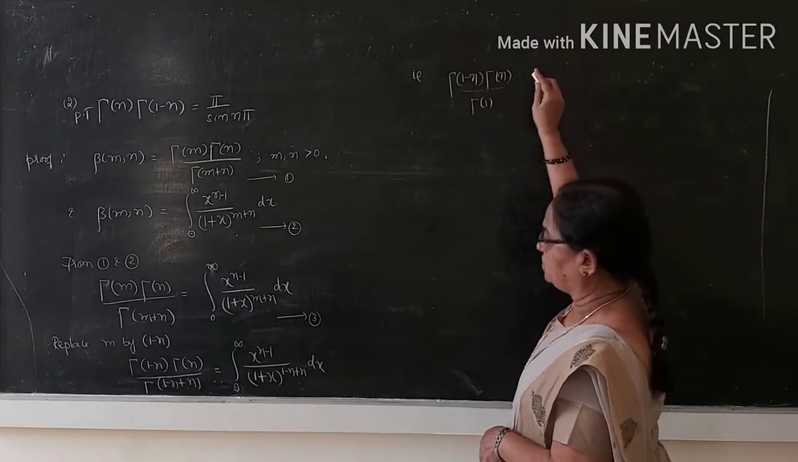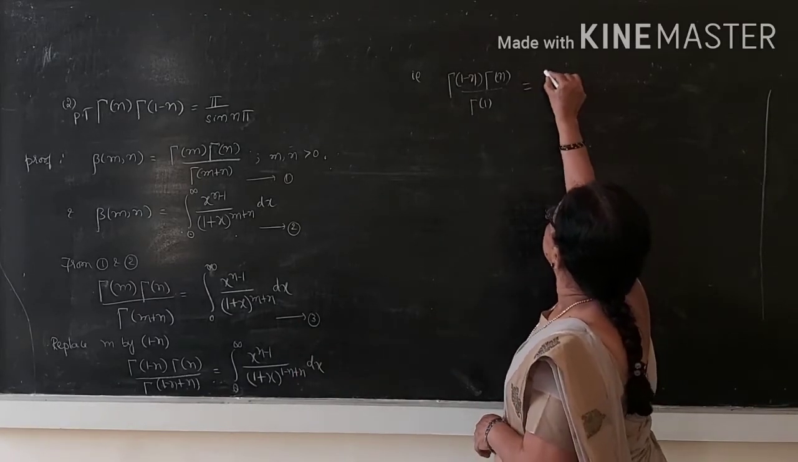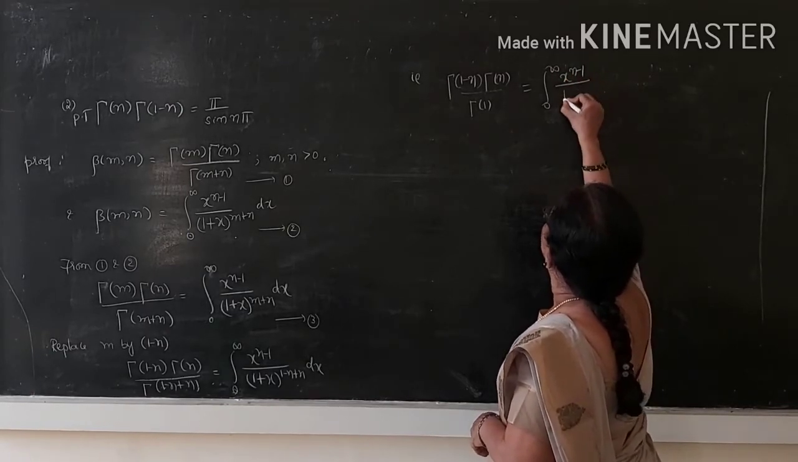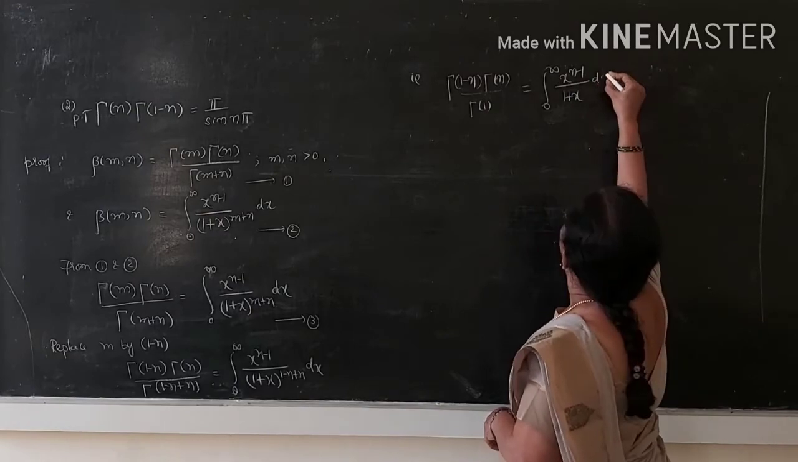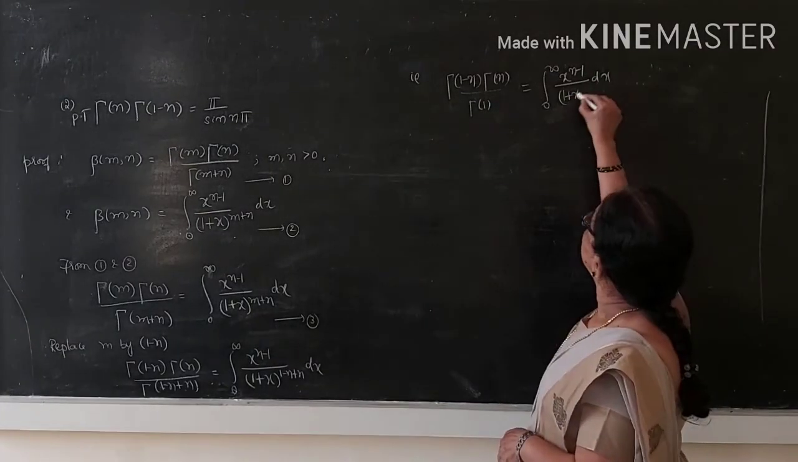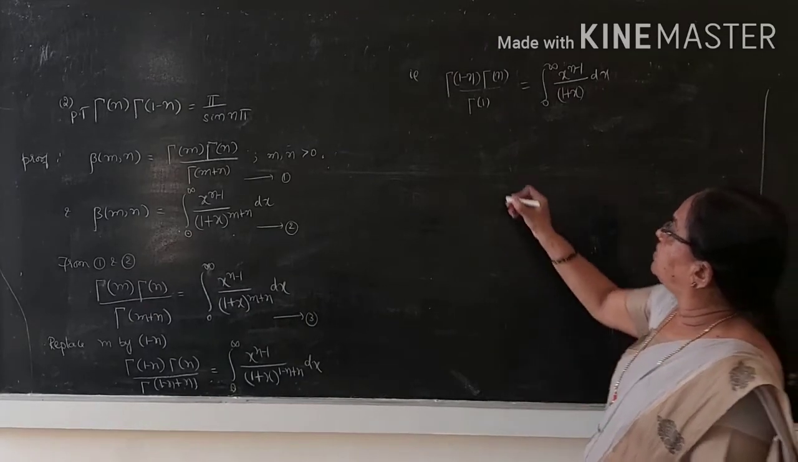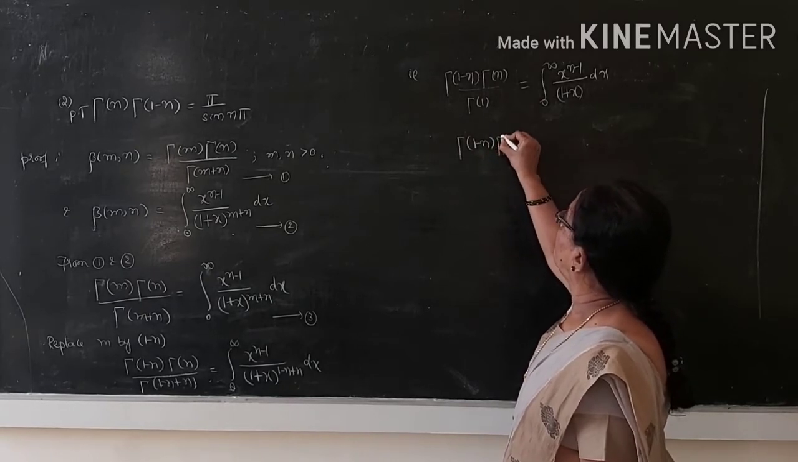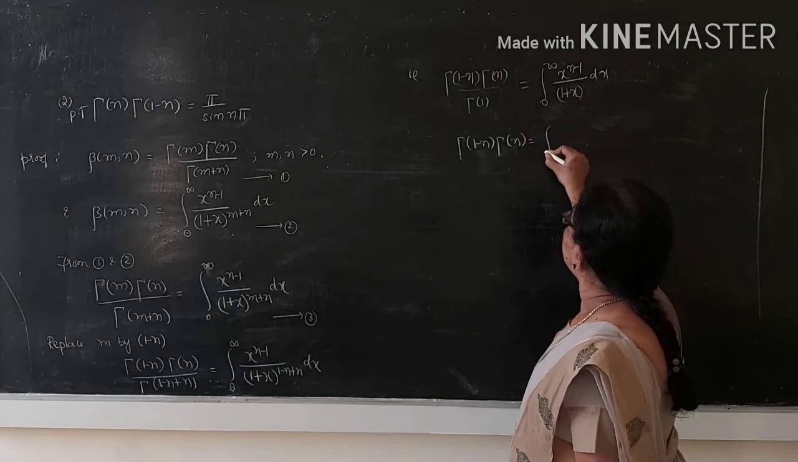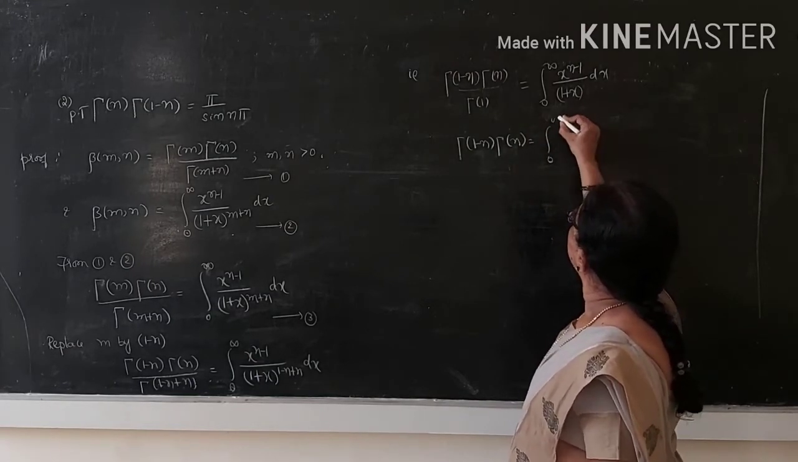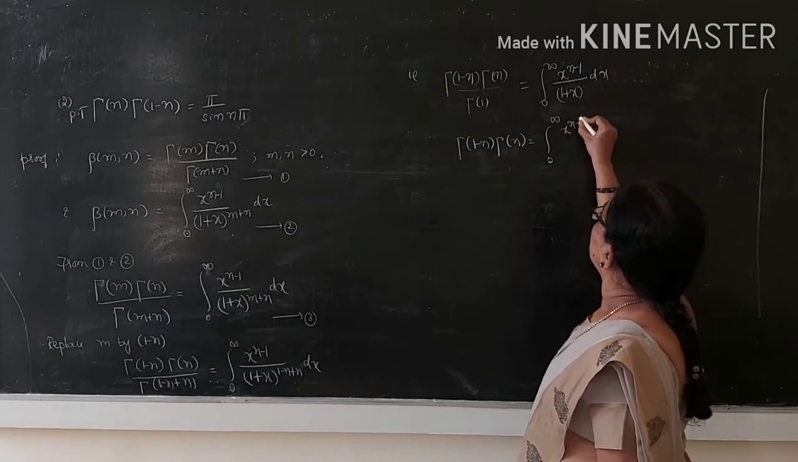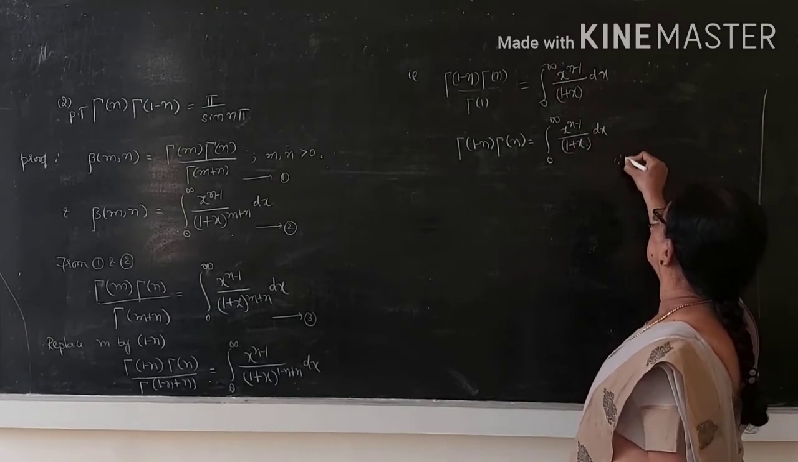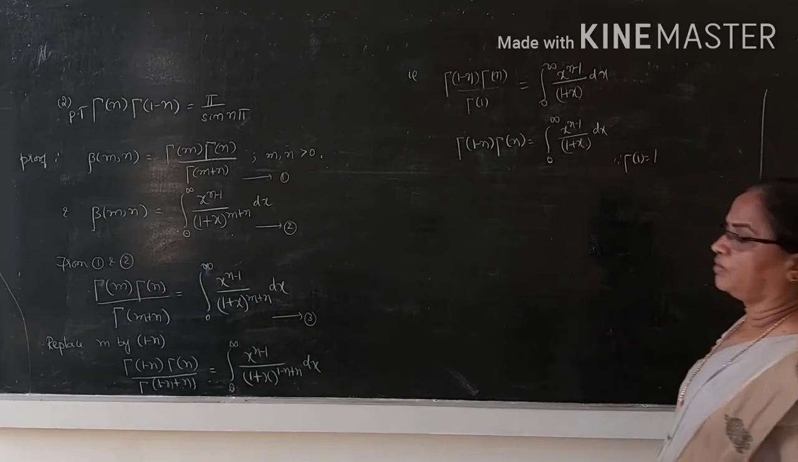In my first video, I defined that it is equal to integral 0 to infinity x to the power of n minus 1 over 1 plus x dx. That is, the power of 1 minus n plus n is 1 only. Therefore, gamma of 1 minus n into gamma of n is equal to integral 0 to infinity x to the power of n minus 1 over 1 plus x into dx, since gamma of 1 is equal to 1.